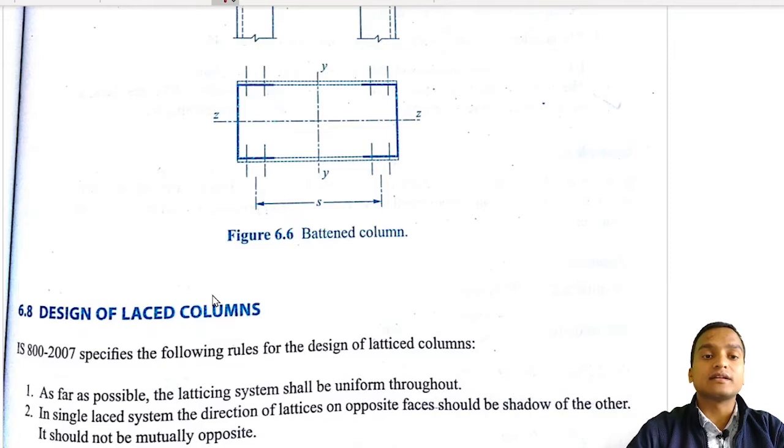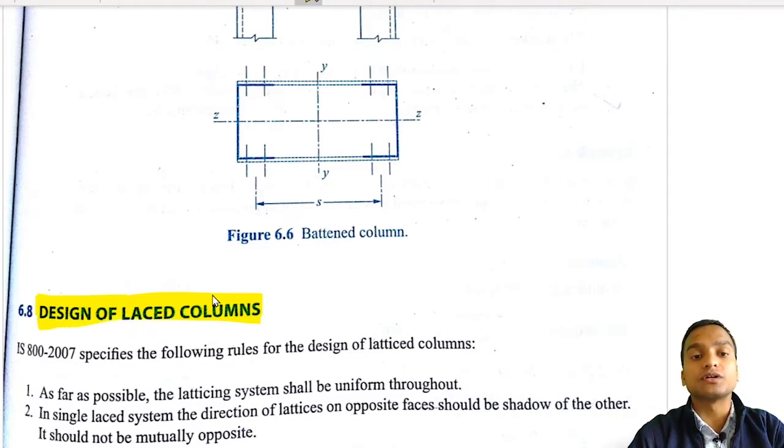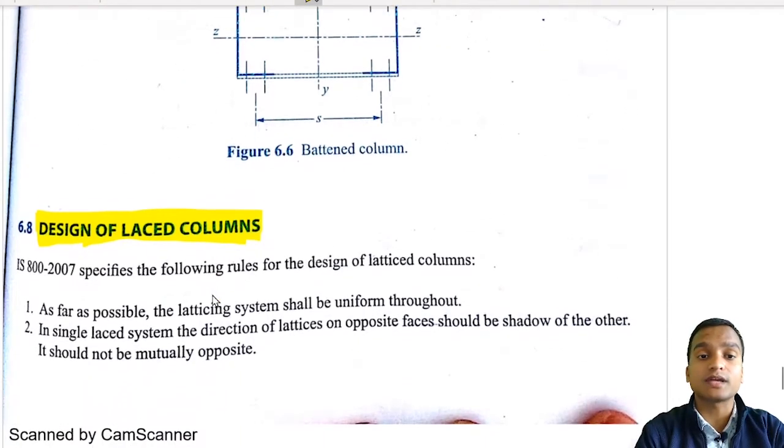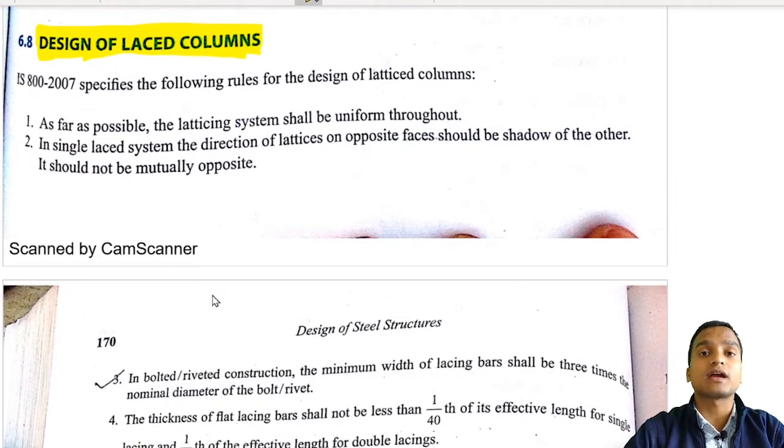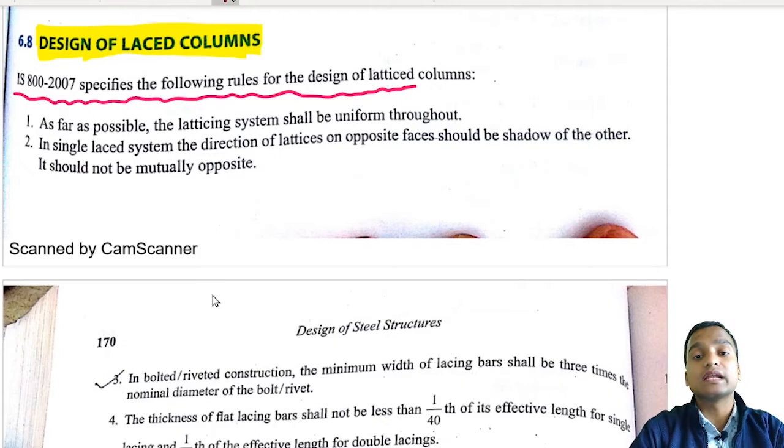So let us start the design of laced columns, and this would be very interesting. I have checked that all the points given in IS 800 2007 are written in a much more organized way in this book, and that's why I am referring to these notes. You will also find it interesting and easier to learn the design of laced columns. So according to IS 800 2007, these are the rules laid down for the design of laced columns.